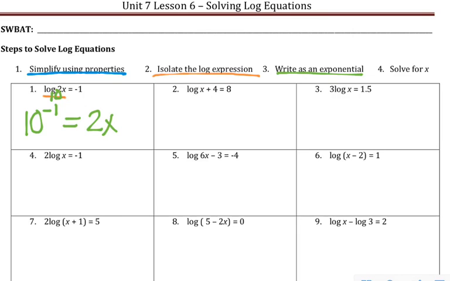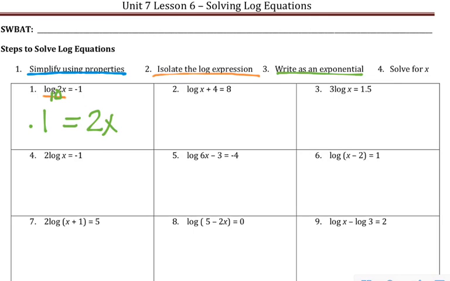Go ahead and write this down with us. The understood base of a log, if it's not written there, is a 10. Okay, so I have 10 raised to the negative first power equals 2x. What's 10 raised to the negative first power? 1 over 10 or 0.1. You can write it either way.